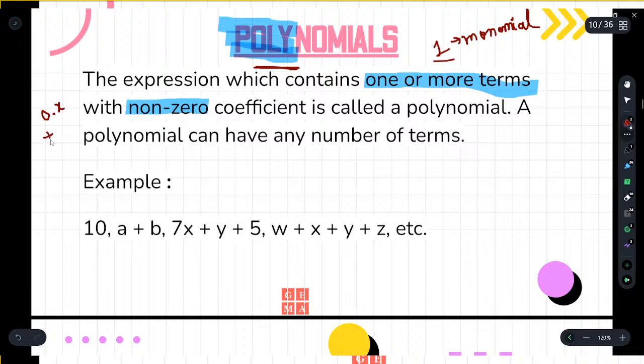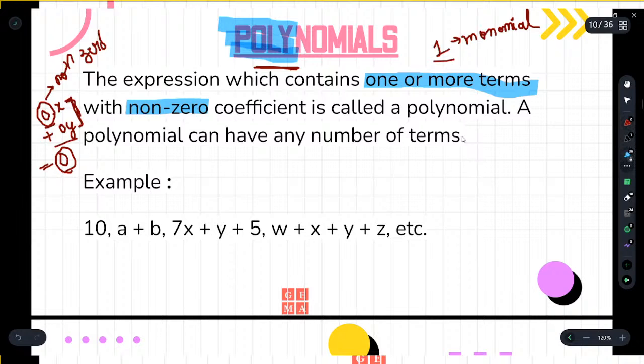x plus 0y. No, the coefficient cannot be 0. It has to be non-zero. That's why this is the condition for a polynomial. If it was 0, then that means it will come out to be 0 itself. So it's not a polynomial, right? That's why there is a condition that it should have non-zero coefficients. Okay, let's move on next.